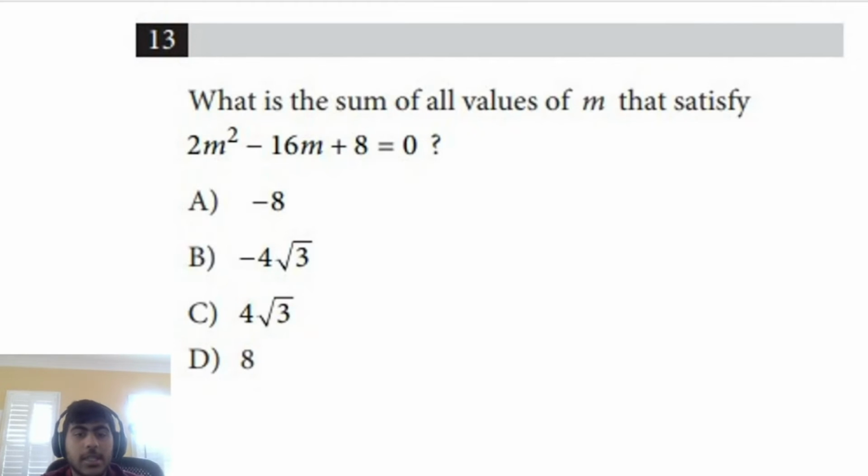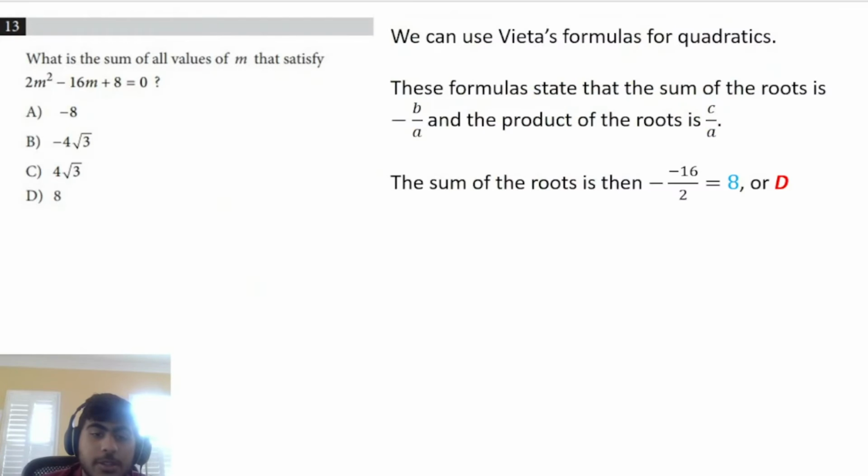Question number 13. What is the sum of all values of m that satisfy 2m squared minus 16m plus 8 equals 0? Now, some of you might be tempted to just simply bust out the quadratic formula and start calculating, but there are some easier ways that you should pay heed to.